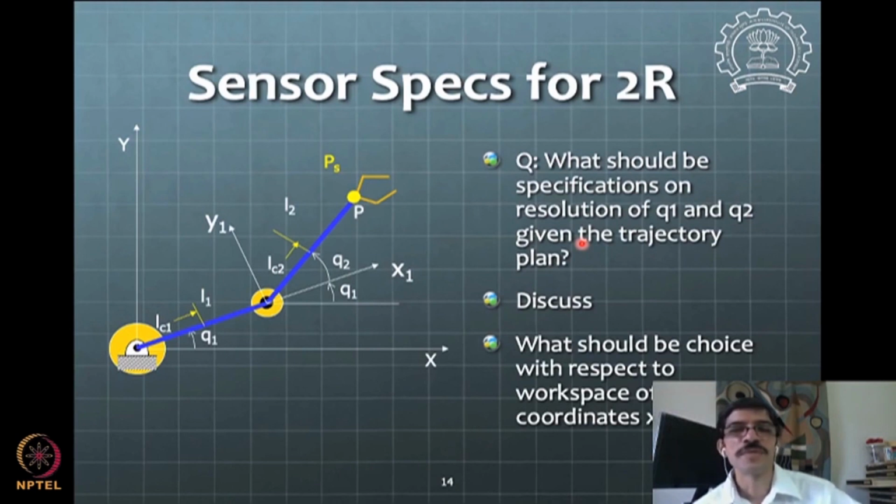We'll discuss a little bit more in our discussion part again, but these are the things one needs to think about. Given specifications on the resolution of Q1 and Q2, how do you get to the deviation from the straight line path, or the reverse kind of problem, the inverse problem? Based on that, one can take a call on what resolution is required on the sensors.